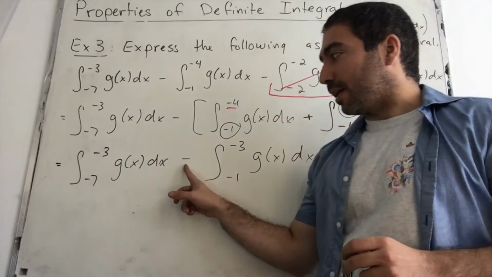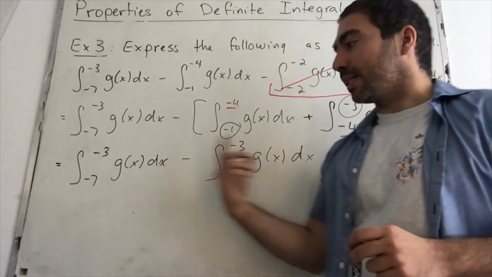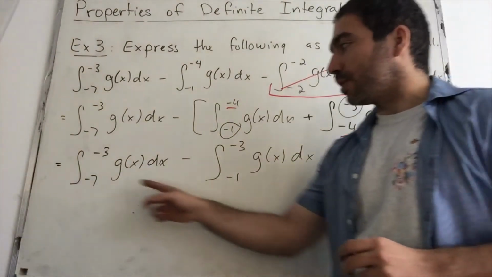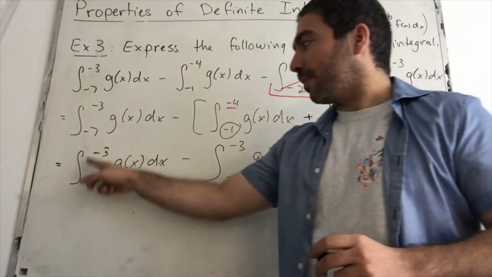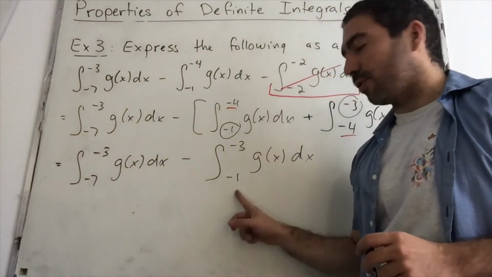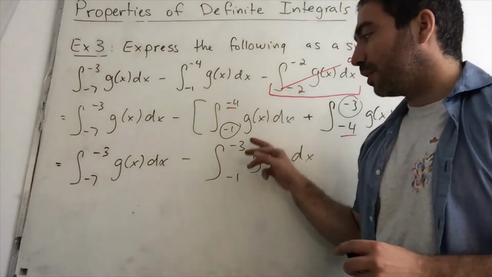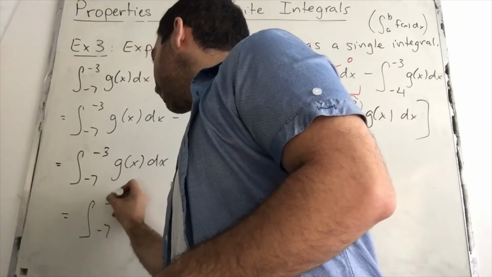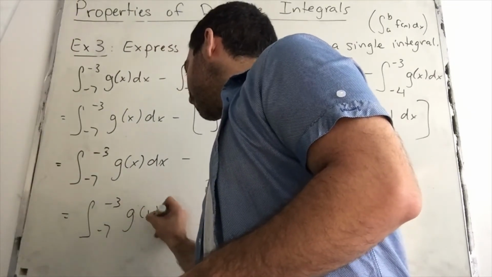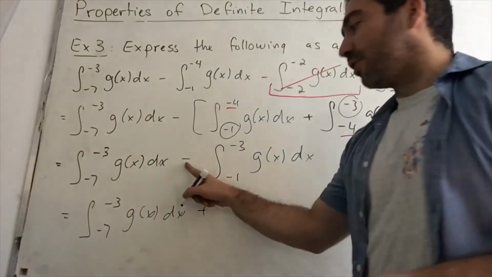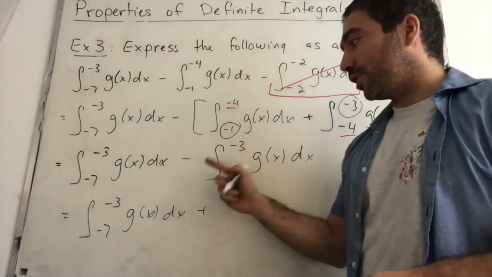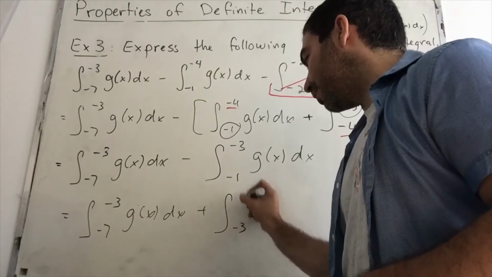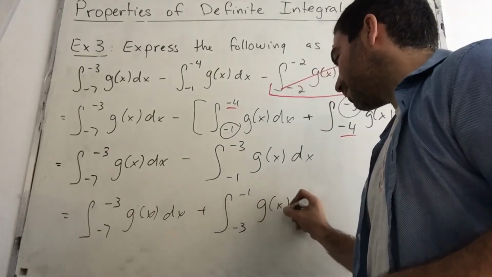Now we use the property that if we have a negative, it flips, because again, we want to apply property 6, where one of these bounds matches these ones. But notice that here we have a negative 7, the upper bound's a negative 3, so we want the negative 3 on the bottom. So to do that, we're going to flip the bounds of integration. So negative 7 to negative 3 of g of x dx. The negative turns into a plus because when we flip the bounds of integration, the sign switches, so negative turns into a plus. And now we have negative 3 to negative 1 g of x dx.